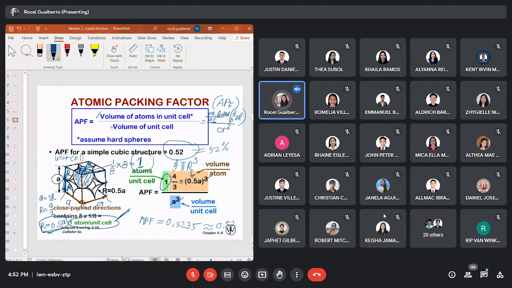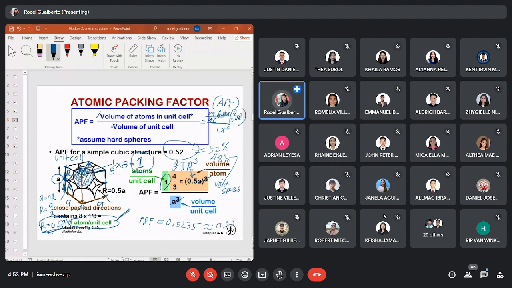Okay, so ibig sabihin out of the volume dito, yung cube po natin, 52% dyan is occupied by the atoms. Okay, and the remaining 48%, 100 minus 52 is 48%. Yung 48% po na yan, these are void spaces. Okay, wala pong laman. So, kung mapapansin nyo po, pagka ganito yung ating packing, simple cubic, ganyan yung ating structure, ang nangyayari, kalahati may laman, kalahati ay puro wala. Okay, so yun po yung simple cubic structure.